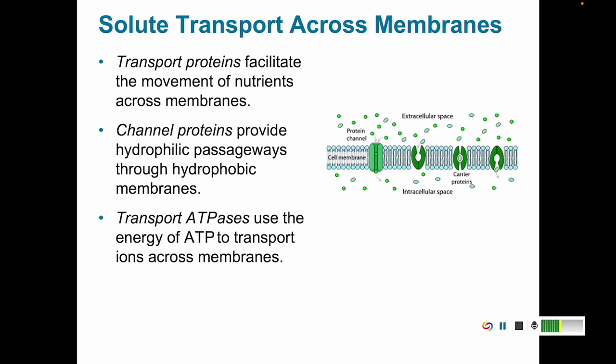And there are also transport ATPases. They are going to be transport molecules that require energy. So as they bring something in, it uses that energy from ATP to give it the energy to bring those ions across the membranes. And that's going to be more active transport, typically bringing things against the concentration gradient that the cell needs to bring into the cell.